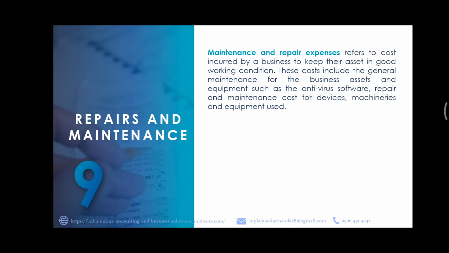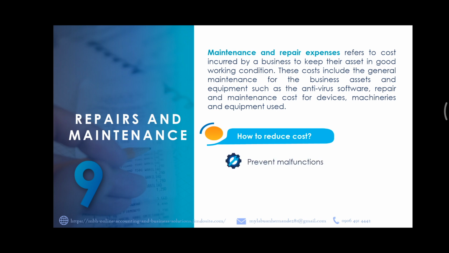For our next one, we have repairs and maintenance, which refers to costs incurred by a business to keep their assets in good working condition. These costs include the general maintenance for the business assets and equipment such as antivirus software, repair and maintenance costs for the devices, machineries, and equipment used. And the best way to reduce repair and maintenance costs is to prevent malfunctions, invest in and choose the right technology or equipment, and train your team.